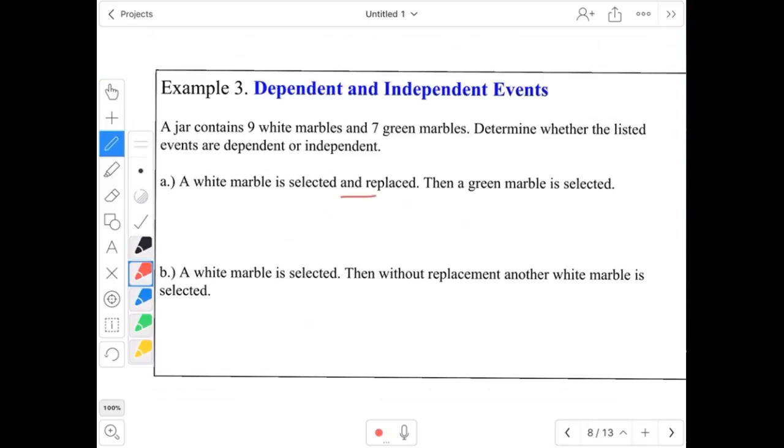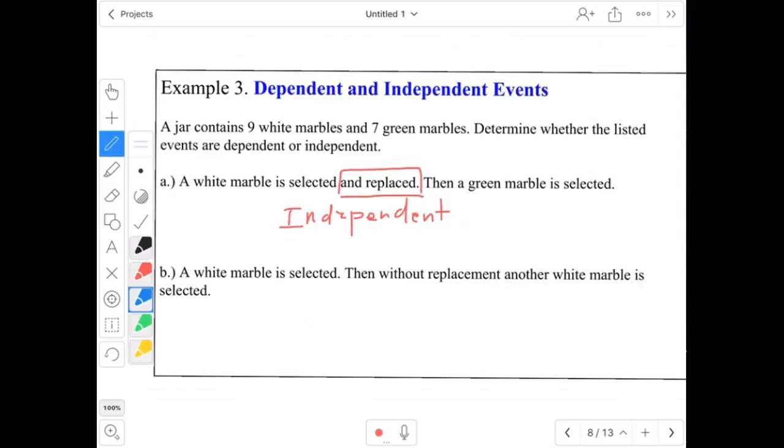Okay, this piece right here is crucial. Then a green marble is selected. Because this marble was replaced, this would be independent, because that doesn't change the probability at all for the next scenario. If we pick something out and put it back, our probabilities would stay consistent with our 9 white marbles and 7 green marbles along with the total amount.